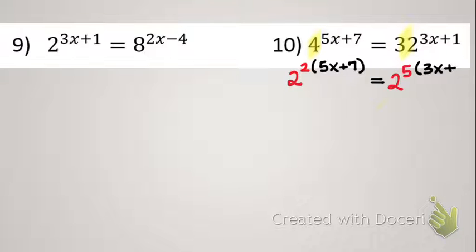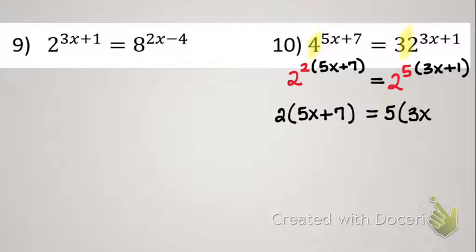So we actually have to distribute on both sides. Now we have a base of 2 on both sides. We can drop the base. So we have 2 times 5x plus 7 equals 5 times 3x plus 1.